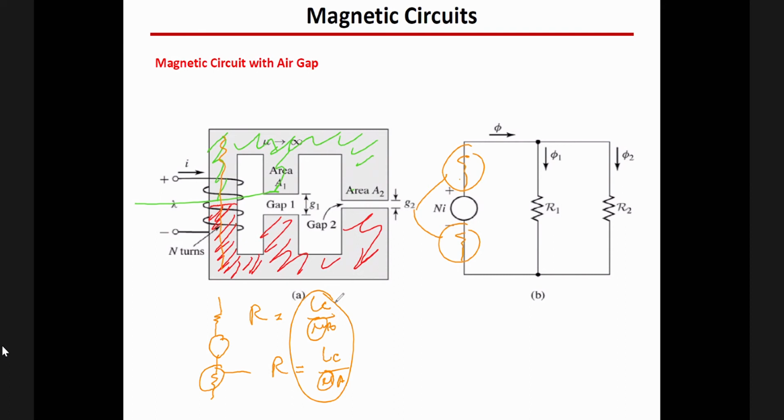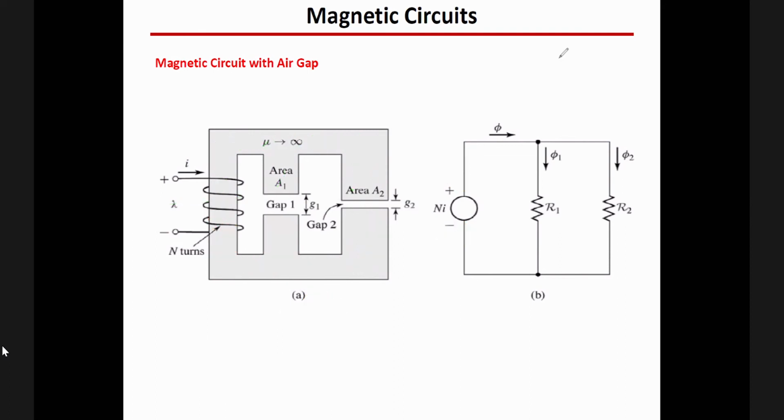But in practice, we use materials which have a permeability factor of like 6,000 or 5,000. So the reluctance will be almost 0. So in practice, we assume it like no reluctance, in most cases.